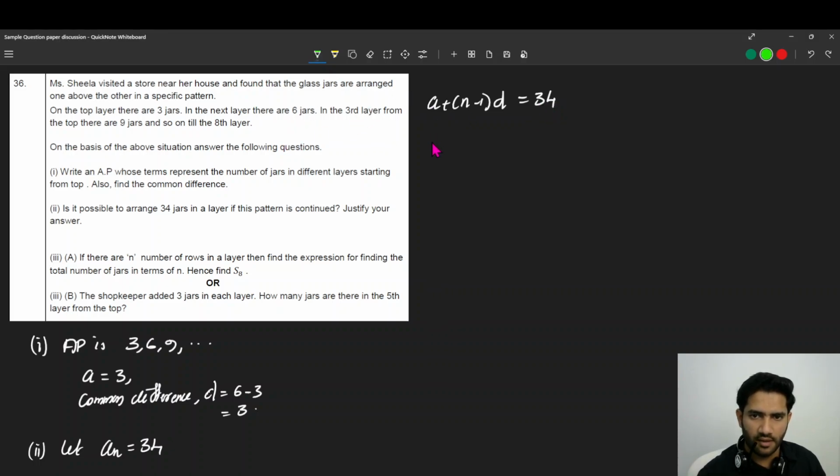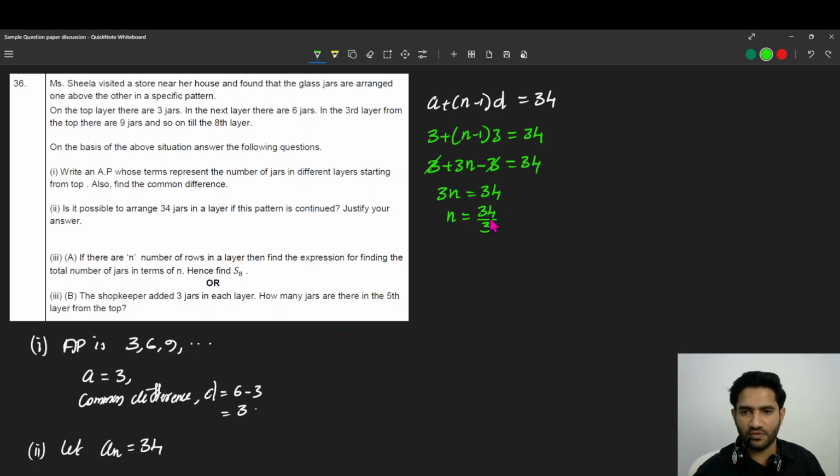So a means 3 plus n minus 1 into 3 equal to 34. We need to find n, so 3 plus 3n minus 3 equal to 34. We can cancel this one. So we'll get 3n equal to 34. So n is equal to 34 by 3.